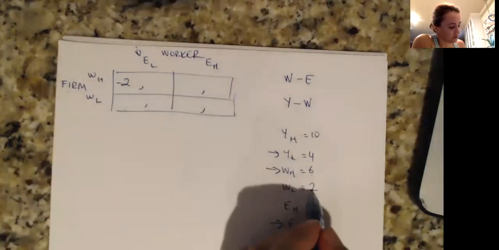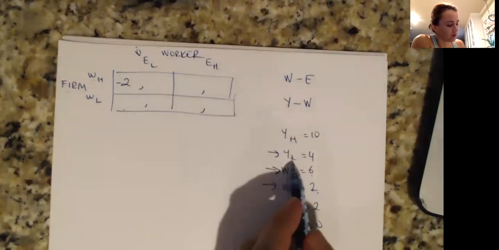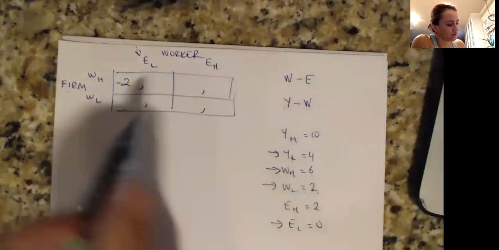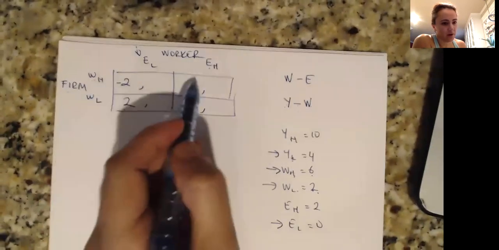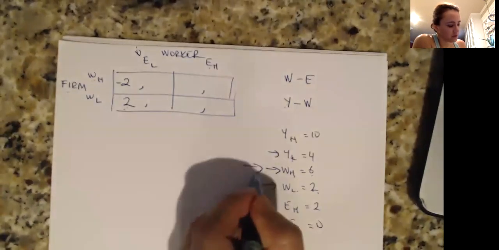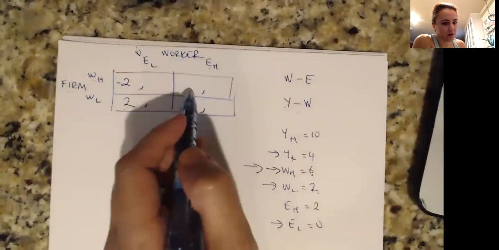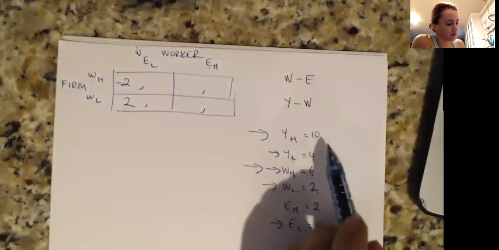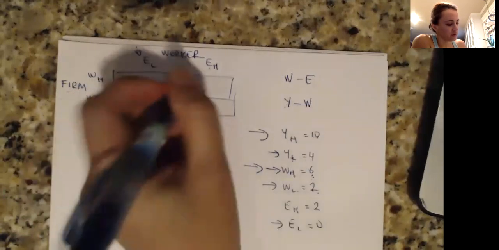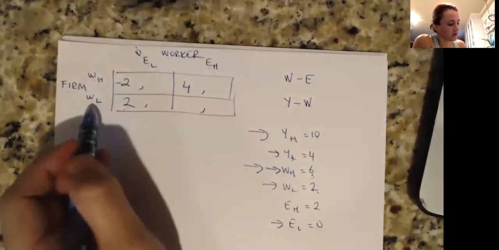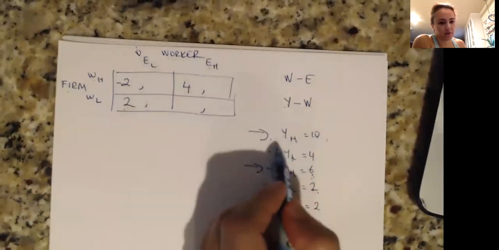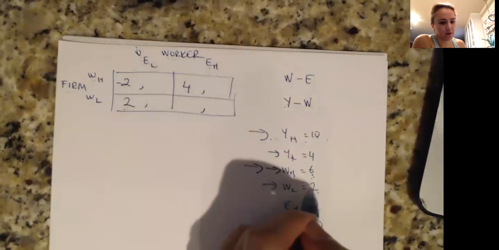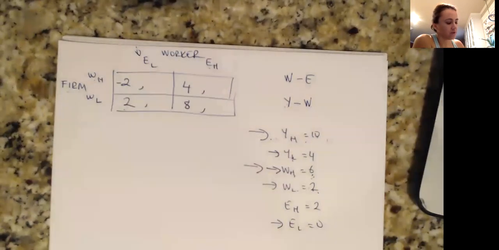WL is 2, the company is going to get again low output, so 4 minus 2, this is 2. With high effort and high wage, WH is 6. Since the effort is high, output is going to be high as well. 10 minus 6, this is 4. And if the company pays low wage with high effort, YH is going to be the output, 10 minus WL, which is 2. The company is going to get 8.